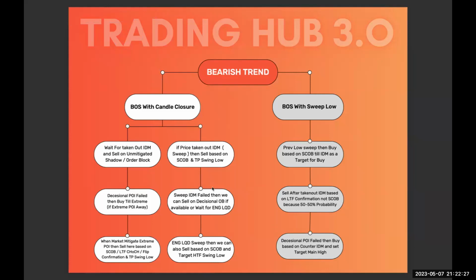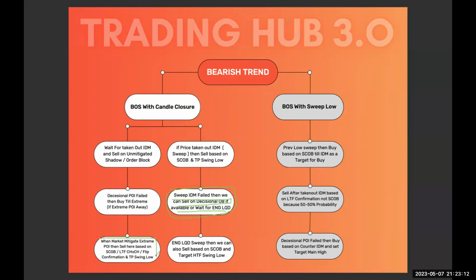And the next scenario is if inducement fails. Okay. And then how can you deal in this situation? Simply, if inducement fails, similar thing, you have to wait to mitigate your order block and then you can take entry for the sell. This one. Correct? Or if there is no order block available there, then you have to wait to mitigate your extreme order block or extreme, or like you can say instant liquidity. After taking out the instant liquidity, just sweep the instant liquidity, then you can sell based on single candle order block. Correct? And target is the main low.